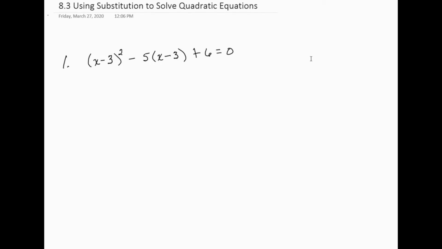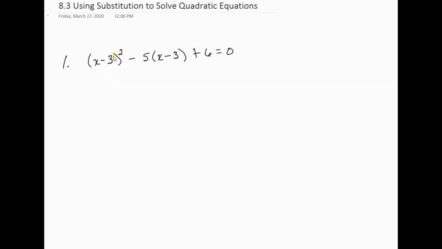Okay, we're going to be looking at using substitution to solve quadratic equations. Now, with this problem, I could multiply out x minus 3 times x minus 3 and distribute this negative 5 over here and combine all my like terms and solve my quadratic that way, but we're going to be looking at a different way to do this.